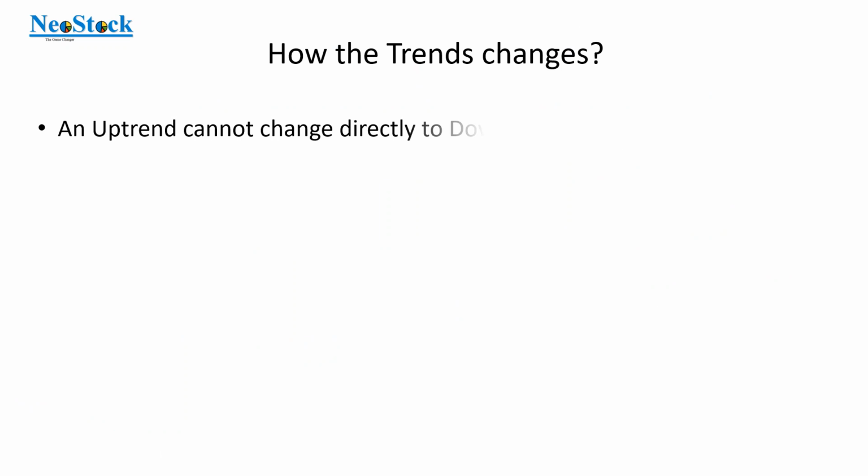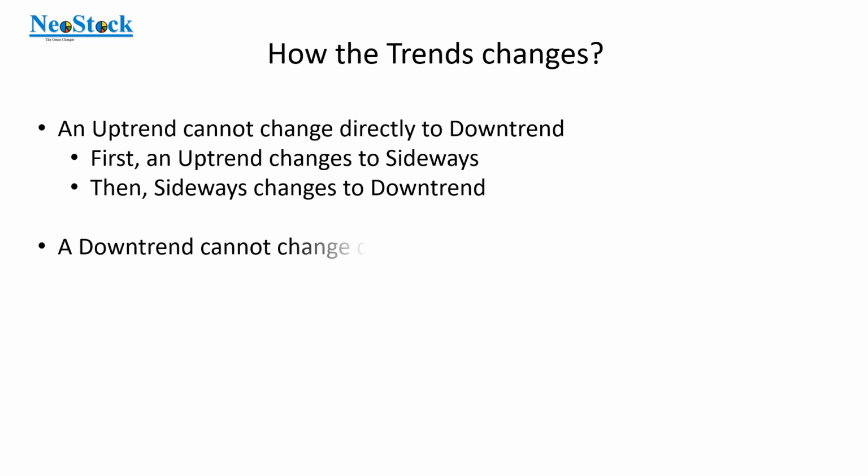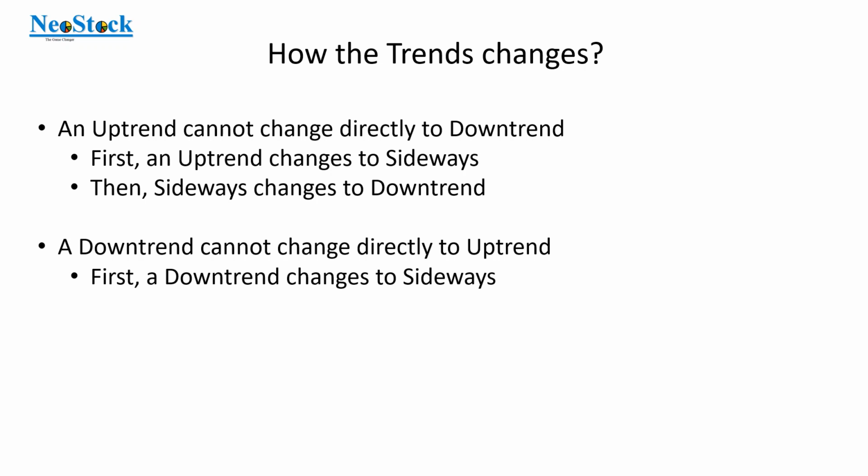An uptrend cannot change directly to a downtrend. How do they change? First, an uptrend changes to sideways. Then sideways changes to the downtrend. Similarly, a downtrend cannot change directly to an uptrend. First, a downtrend changes to sideways. Then sideways changes to the uptrend.